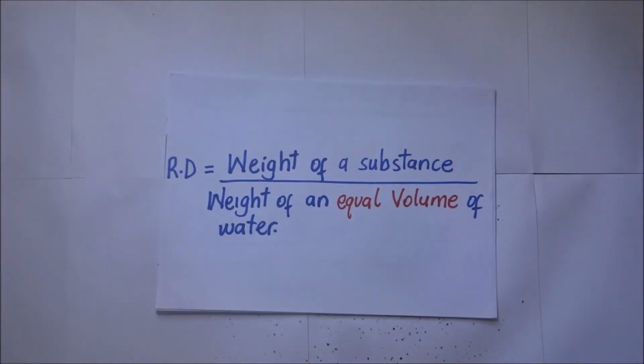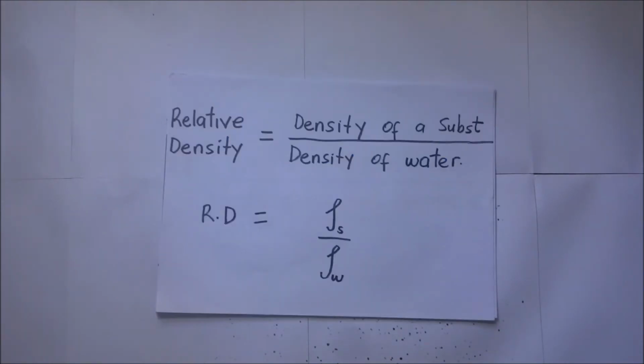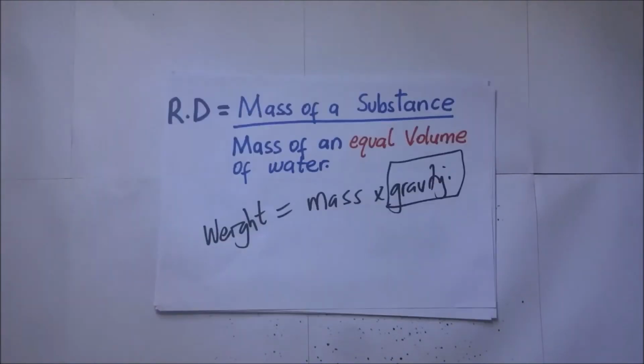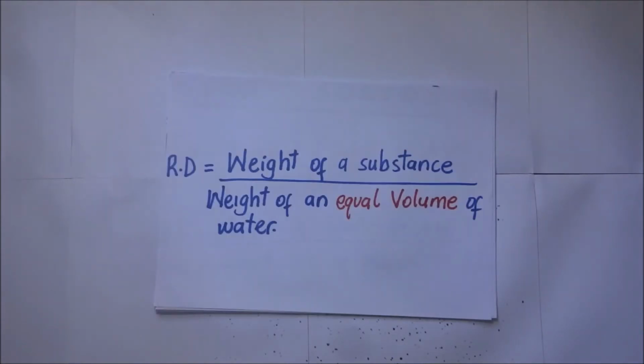Now, so far we have looked at 3 ways we can express relative density. Relative density can be expressed as the ratio of density of a substance to the density of water, the ratio of mass of a substance to mass of an equal volume of water, the ratio of weight of a substance to weight of an equal volume of water. That is in general terms. Now let's look at other ways of finding relative density. Let's look at how we can find relative density in solids.